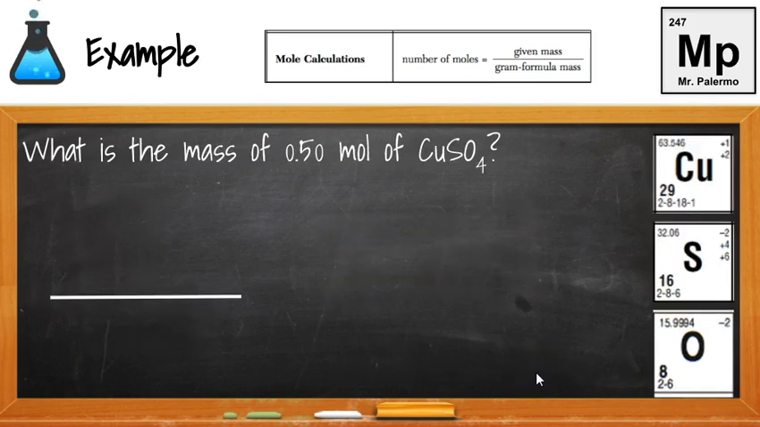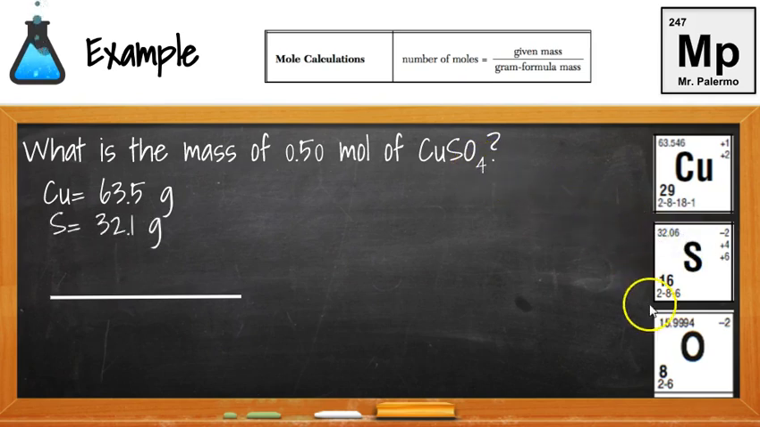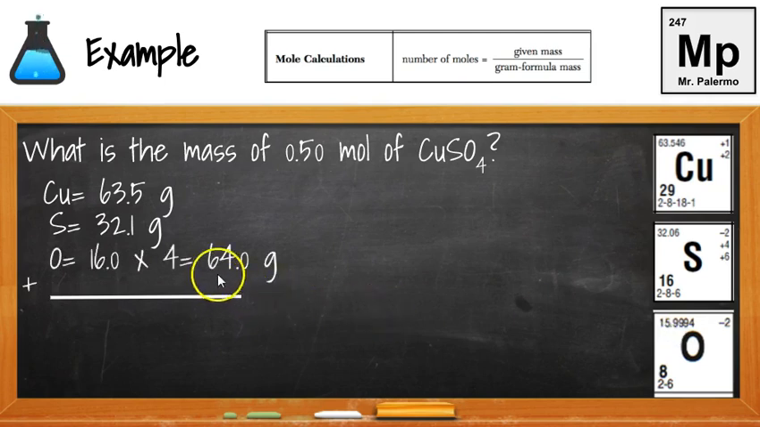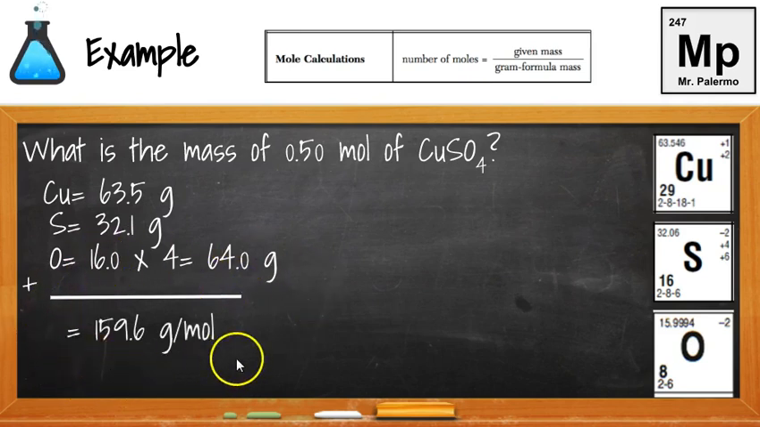Let's see another example. What is the mass of 0.50 moles of copper sulfate? So first thing we do, determine the gram formula mass. So copper is 63.5, sulfur is 32.1, and then oxygen is 16, but we have 4 of them, so 16 times 4 gives me 64. And then when I add that all up, I get a gram formula mass of 159.6 grams per mole.